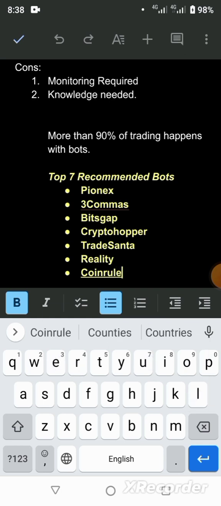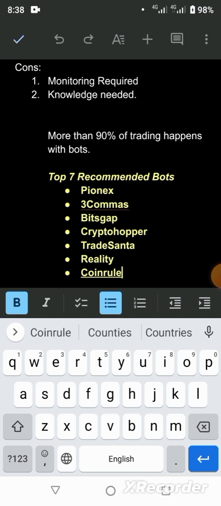Now, there are a whole lot of other bots out there. I'll be dropping a link to some descriptions and reviews on these bots. I already have them, so I'll drop some of the links. You just go through them and make your own choice. But these are the ones I recommend. You understand? All right.